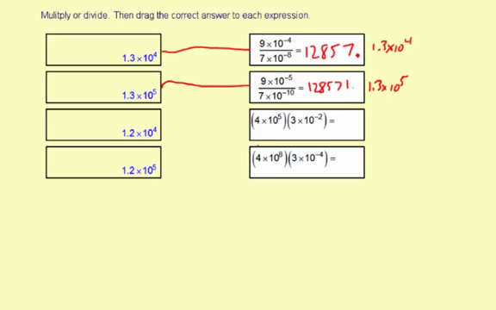For these last two problems, I'm going to do them by hand. So 4 times 3 is 12. And then for the powers, it's going to be 5 plus negative 2, or 5 minus 2, so that's 12 times 10 to the 3rd. And I have to move the decimal point 1 over, so it's actually going to be 1.2 times 10 to the 4th.